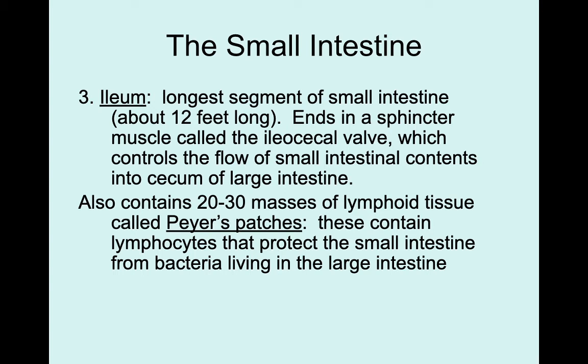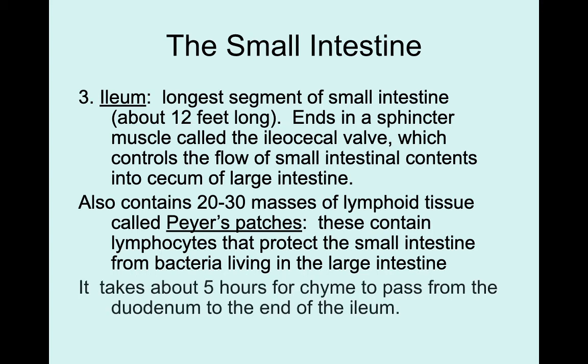They're going to destroy those bacteria because in the small intestine, those bacteria can make you sick. In the large intestine, those bacteria are keeping you healthy. But if they get up into the small intestine, they can make you sick. So the white blood cells, the lymphocytes living in these Peyer's patches, help to keep those bacteria living in the large intestine from getting up into the small intestine too far.